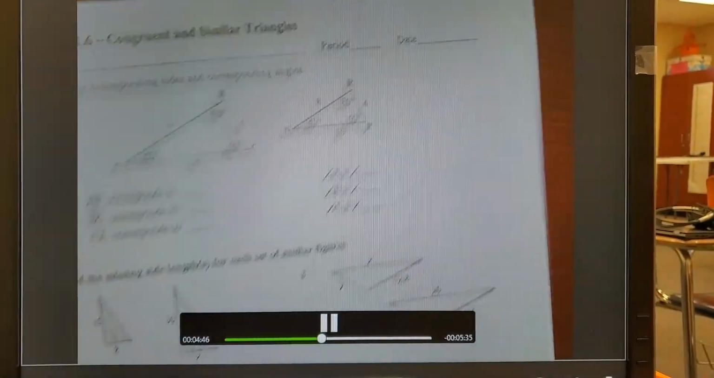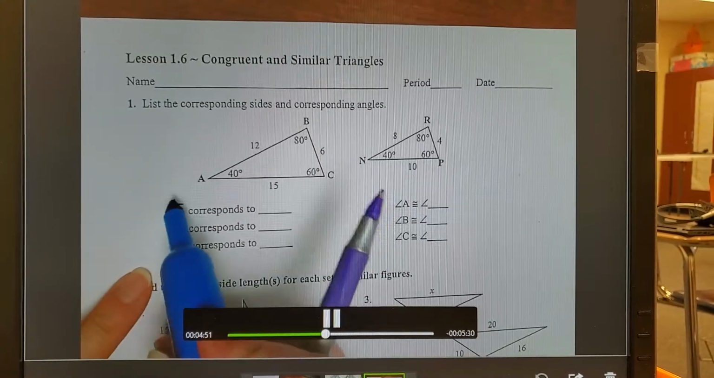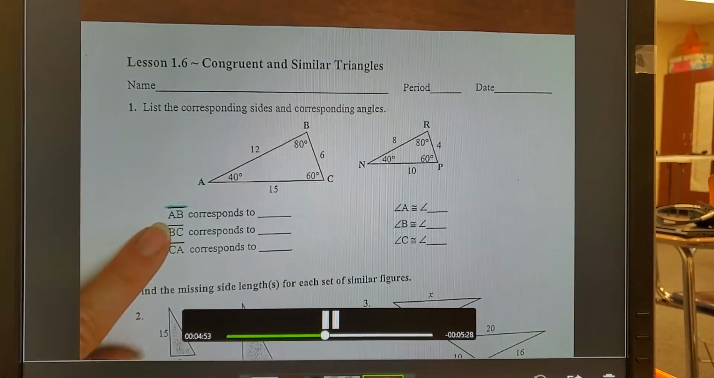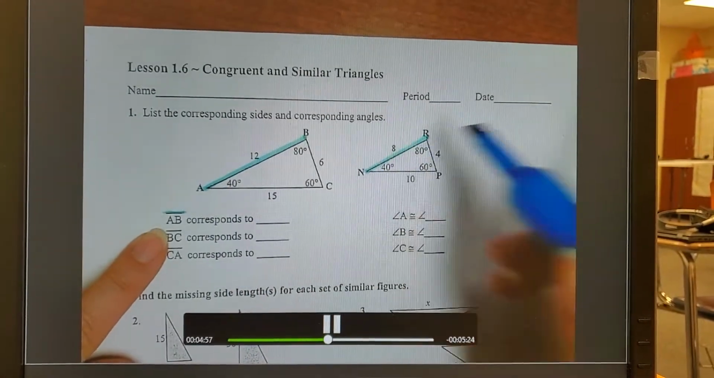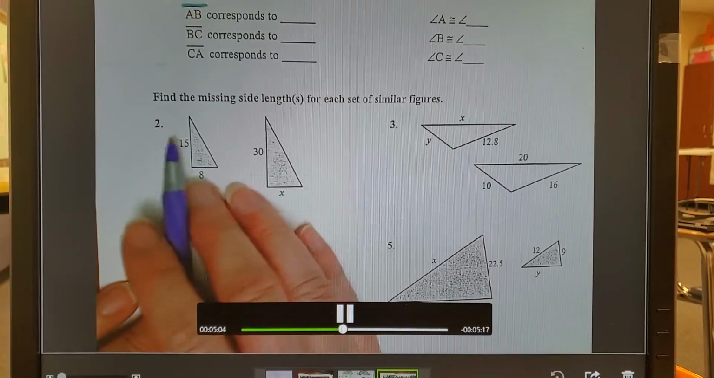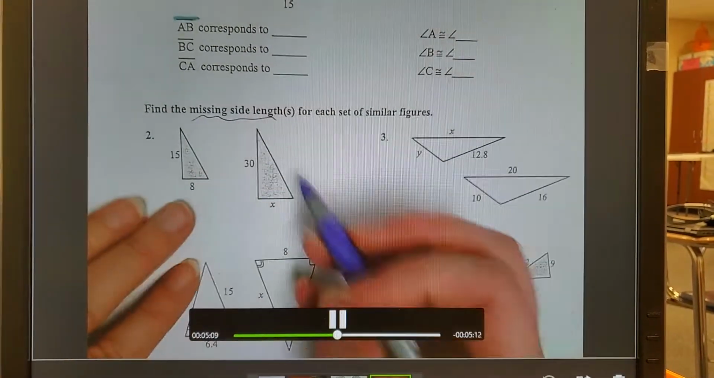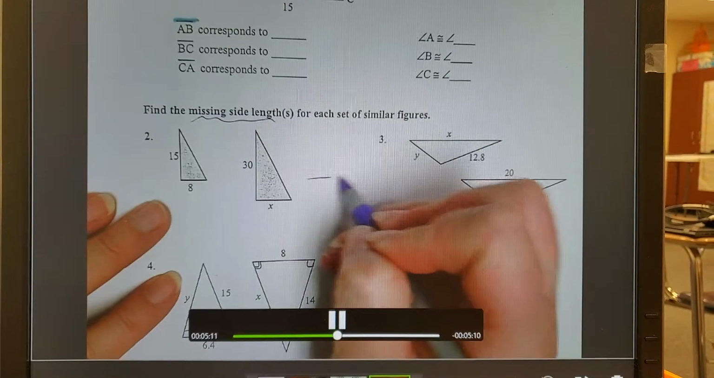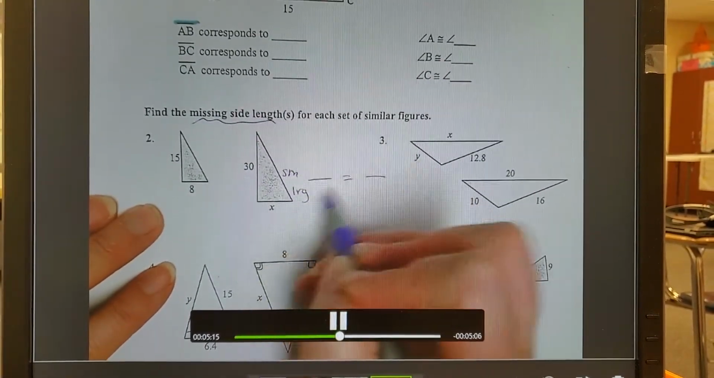Okay, let's take a look at your assignment for the day. Starting up here on number 1, we've got our corresponding sides. Don't forget to label your side AB segment. So segment AB is the same as segment NR. And again, don't forget to put the line over the top. Now on number 2, we're going to find the missing side lengths for each set of similar triangles. So we've got to use proportions. It doesn't matter which triangle you put on top or bottom.